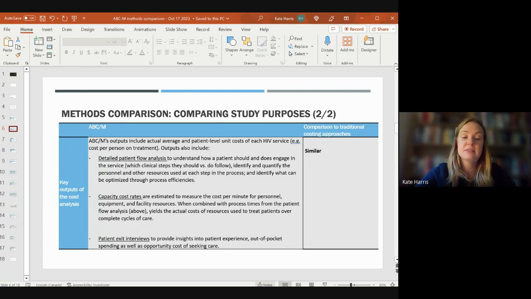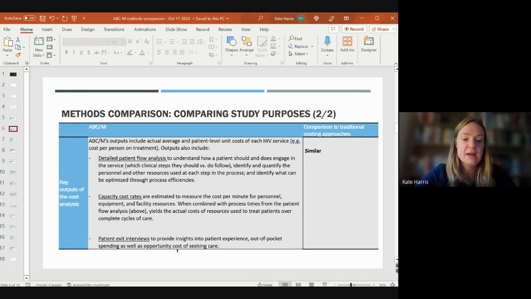Second, the ABCM comes up with capacity cost rates to measure the cost per minute of use of somebody's time, personnel, or equipment or facility resources. So when you get this cost per minute to use that resource, combined with the process times from the detailed patient flow analysis, that gives you information on the amount of money that it costs to go through the different steps.